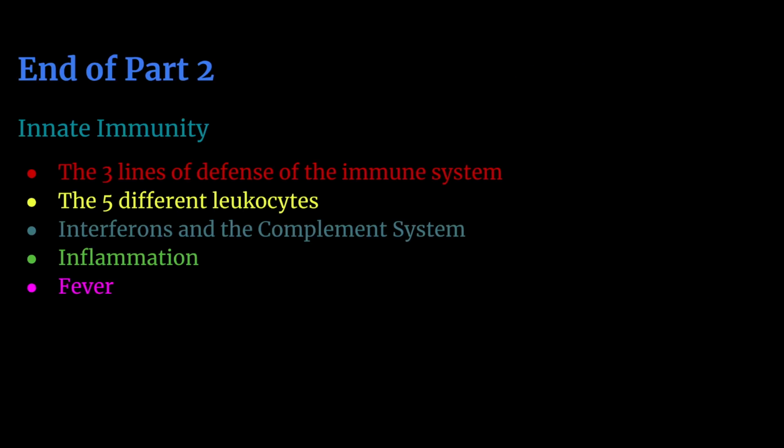Alright, and unfortunately that wraps up part 2 of our lymphatic and immune system unit, in which we discuss innate immunity. In this discussion, we discuss the 3 lines of defense of the immune system, the 5 different leukocytes, interferons and the complement system, inflammation, and the fever.